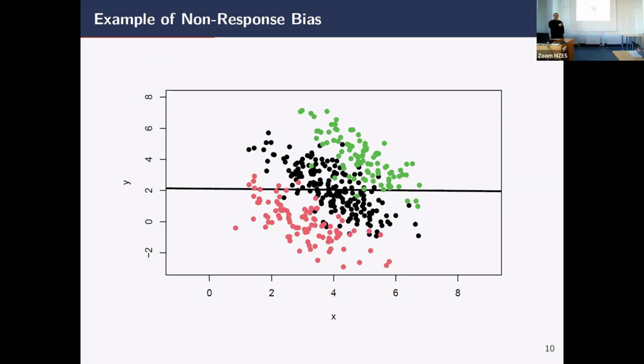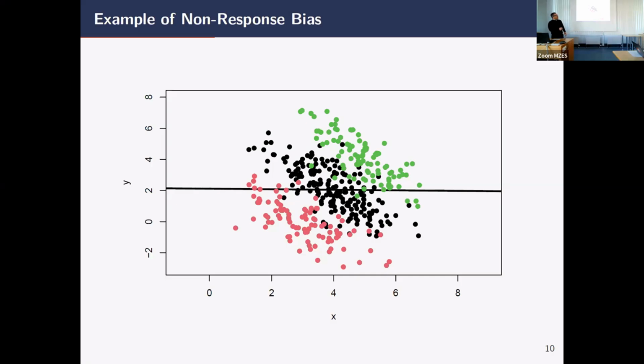Okay, so this is just an example showing how that could go wrong. So you see this point cloud here. This is the population. That's the gross sample, that's how your gross sample would look. You have two variables, variable y, variable x, and you're interested in the association between them. And as you can see, there is none. But we have three different groups.